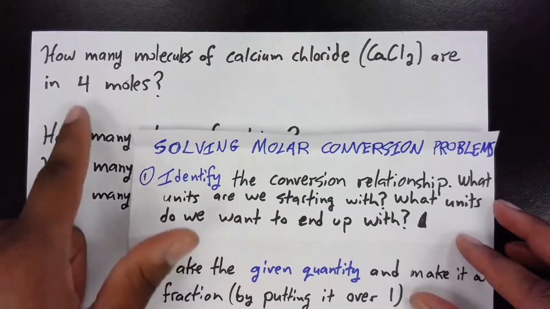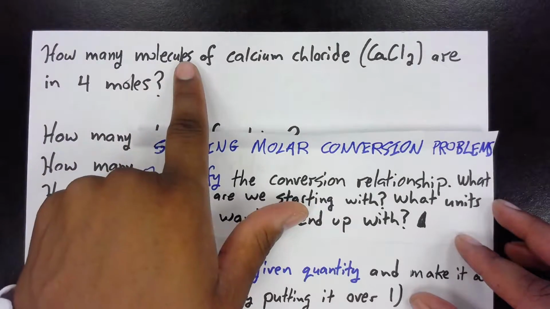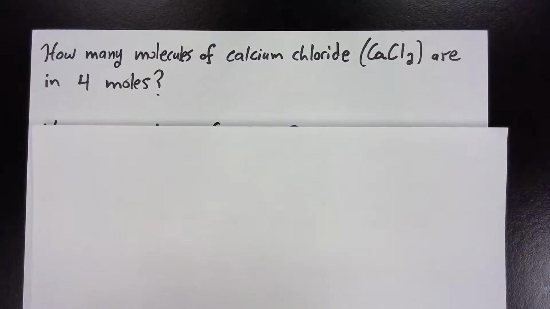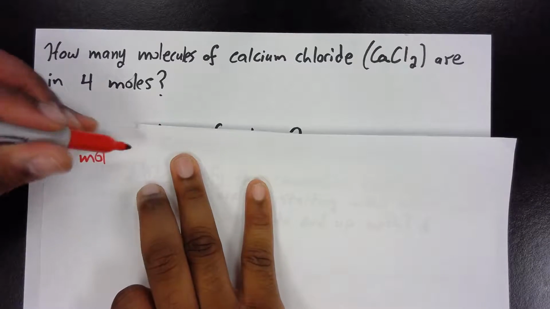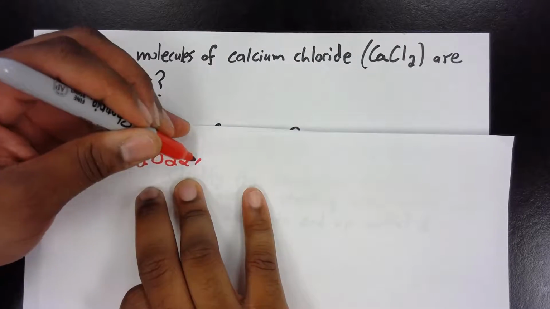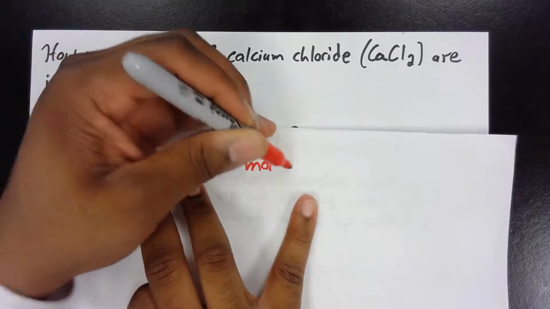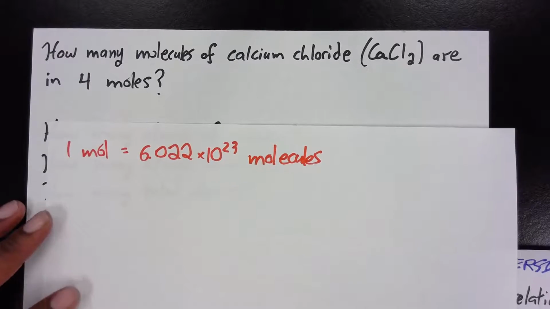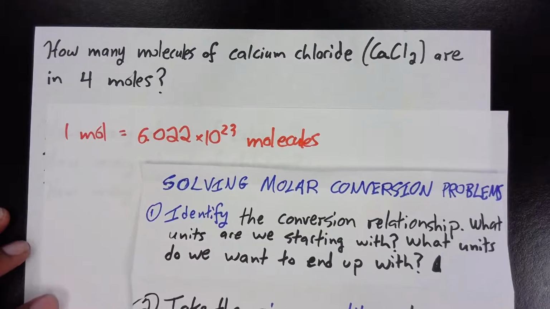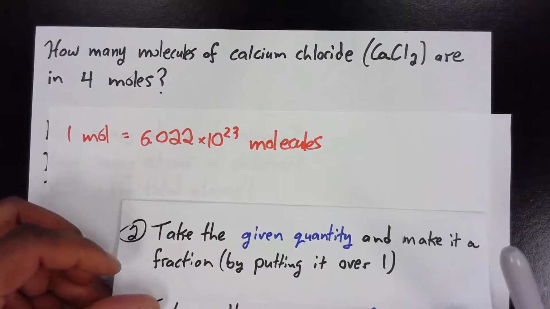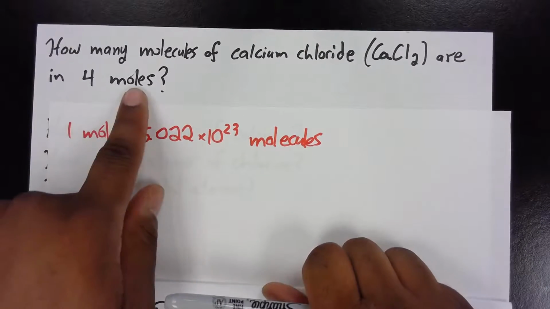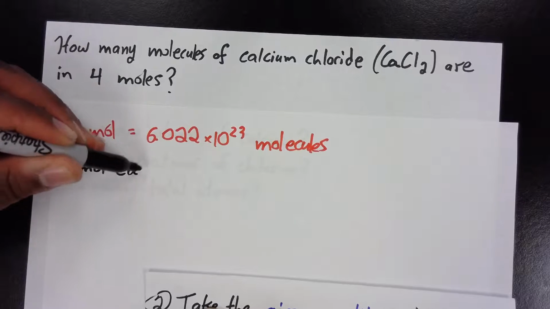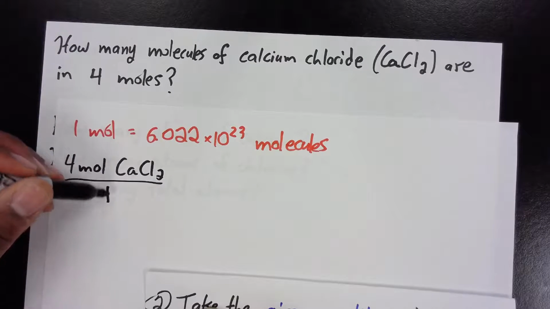We want to identify the relationship. We want to go from moles to molecules, and we know that 1 mole equals 6.022 times 10 to the 23rd molecules. And so we are going to set up our initial given quantity. Make it a fraction. So we're given 4 moles of CaCl2. Make it a fraction, put it over 1 times.